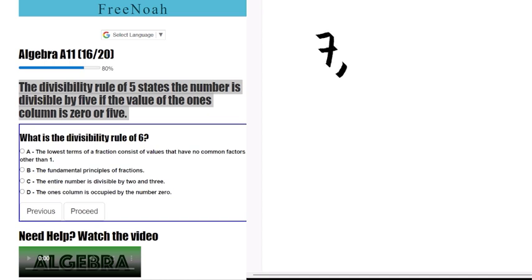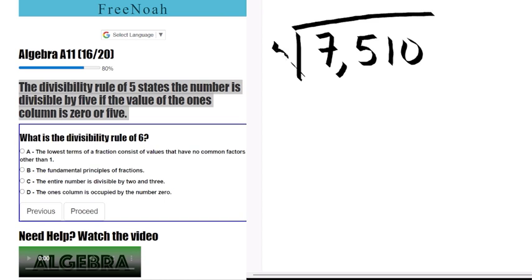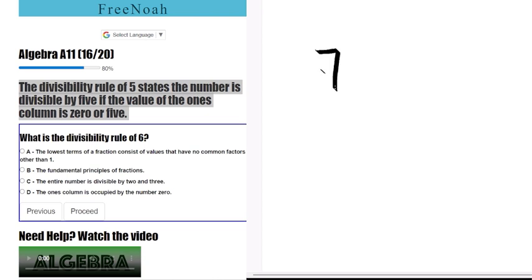Alright, let's give you another example here where we use a larger number here. 7,510. Is this number divisible by 5? Well, in our ones place value we have a 0, so it must be divisible by 5. We'll go ahead and we'll work out this problem here.